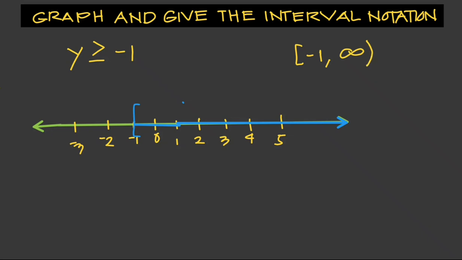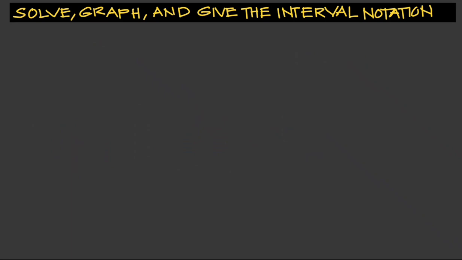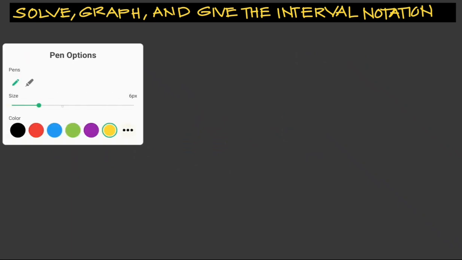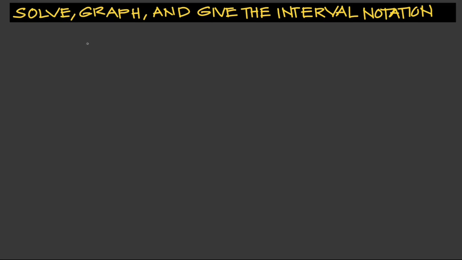Okay, so let's try solving some inequalities and give the interval notation. So let's say, given this problem, 5 minus 2x greater than or equal to 11. So we just have to solve for x here first. We simplify. We can subtract 5 from both sides.